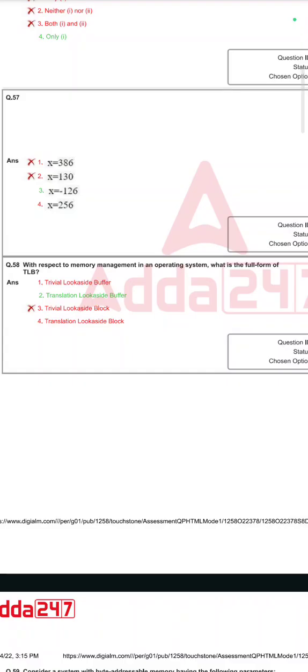With respect to memory management in operating systems, what is the full form of TLB? Translation Look-aside Buffer.